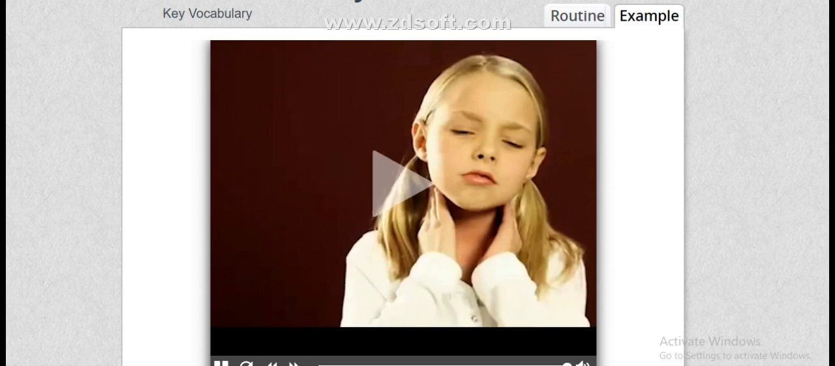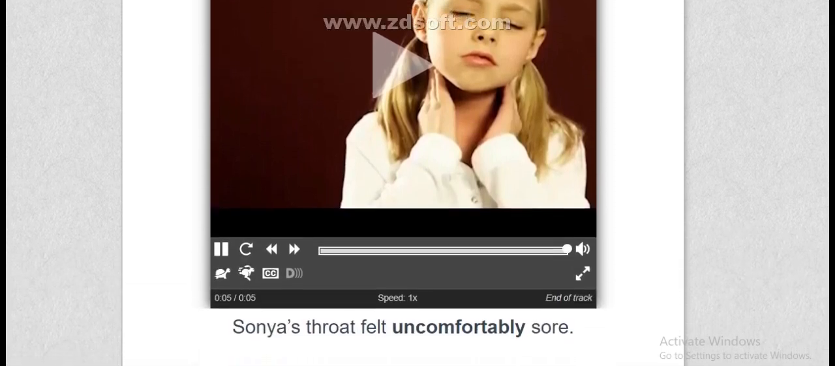And as they said, for example, Sonia's throat is here, right, inside her neck. Sonia's throat felt uncomfortably sore. So she was uncomfortable. She's feeling uncomfortable. What's feeling uncomfortable? Her throat. And she's feeling pain, right, in her throat. So, of course, she's feeling uncomfortably in pain. Okay? She's not feeling comfortable because her throat hurts.